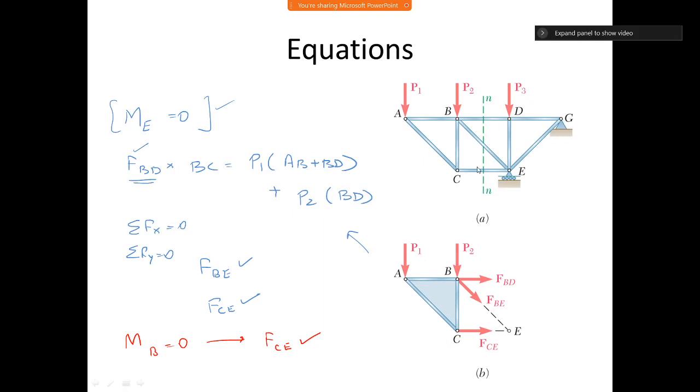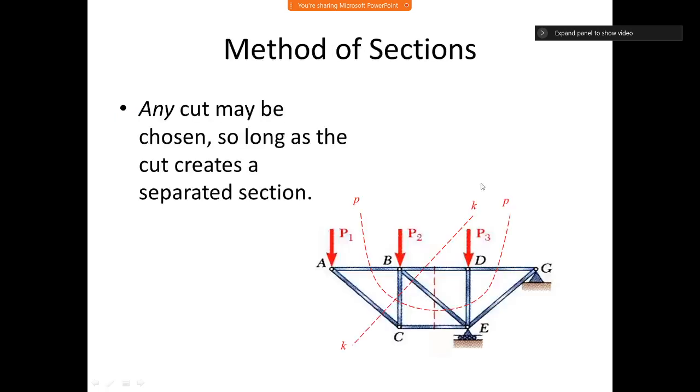Now yeah, another trick or another advantage that can be taken from this method is you can select your own section whatever you like. So I can select section NN like this, or I can select a section, let's say KK, something like this. I can select a very curved section, something like PP. So any cut can be chosen as long as the cut creates a separated section. So that is important, that you should be able to separate out the section freely and draw its free body diagram and write the moment equation, write the force balance equation, and you can solve it.